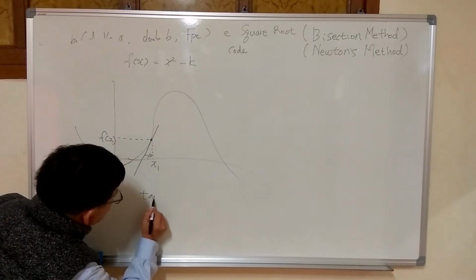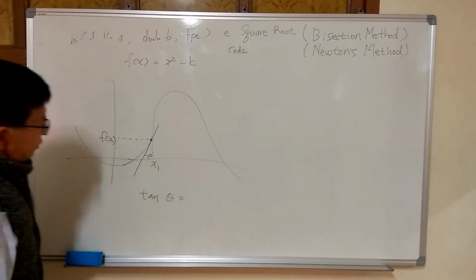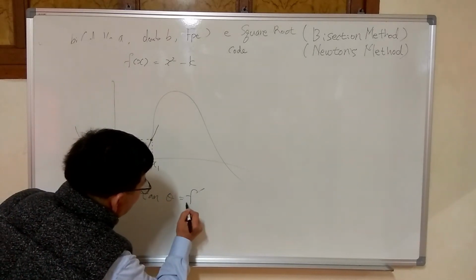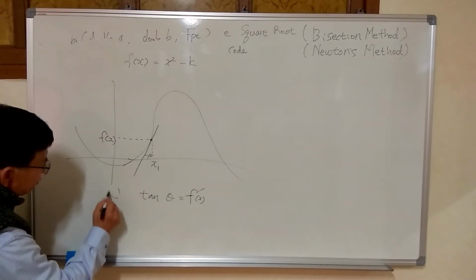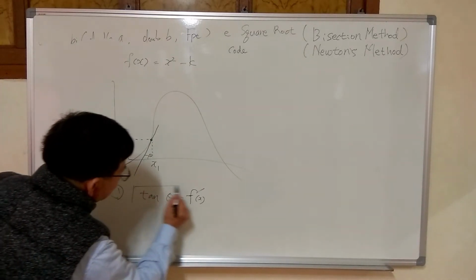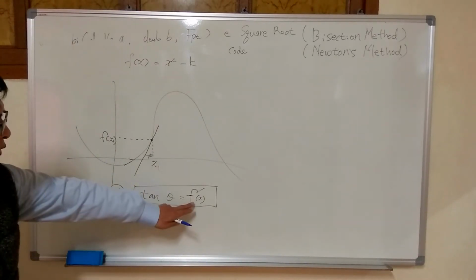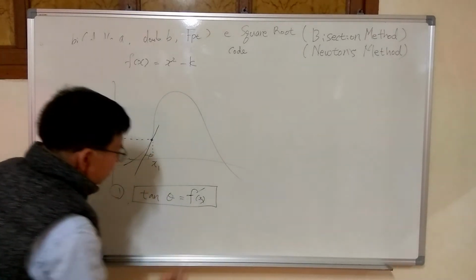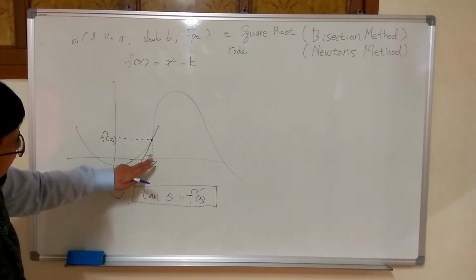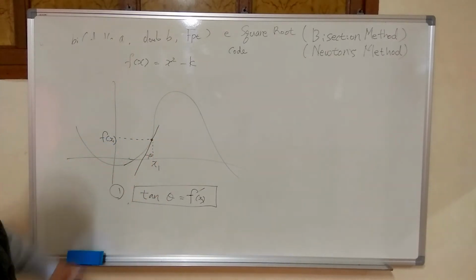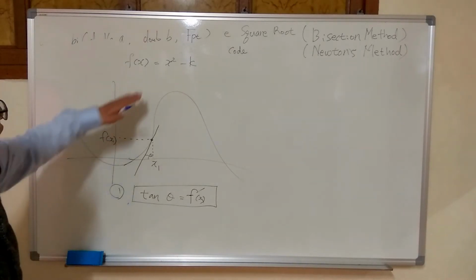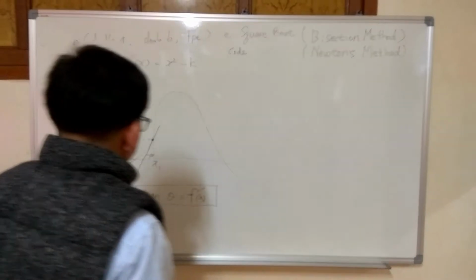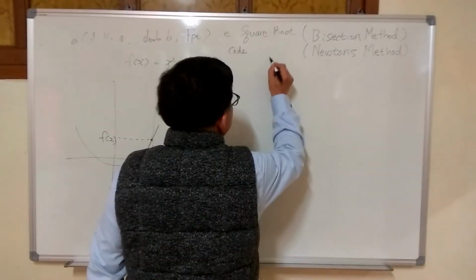tangent theta equals f prime x. You have to remember this equation. First, you have to remember the derivative at x1 is the tangent theta of the tangent line, okay? You have to remember this one. Now I will explain more about Newton's method in detail here.